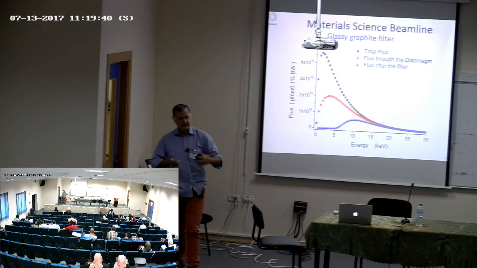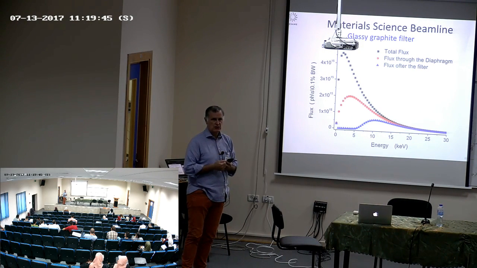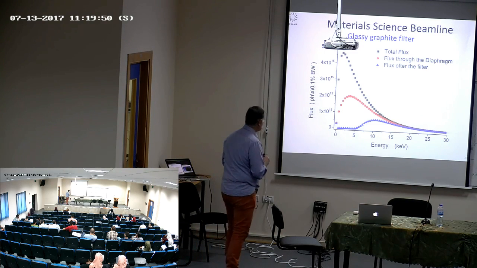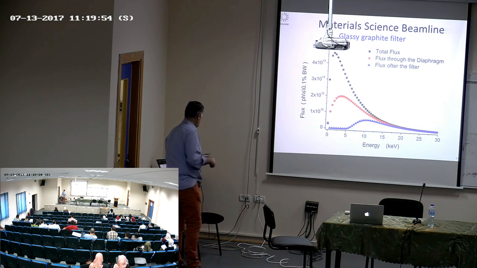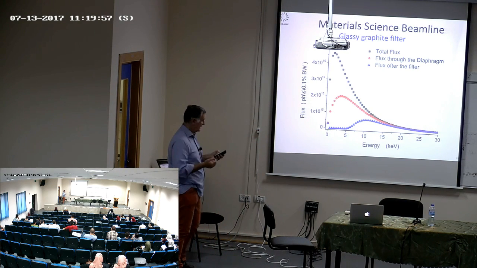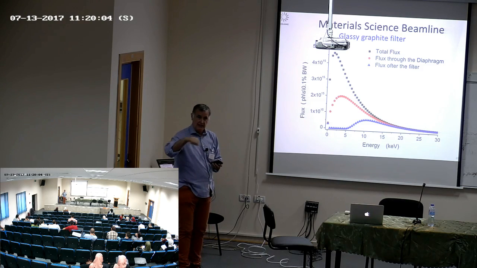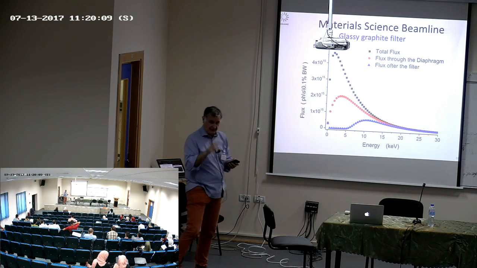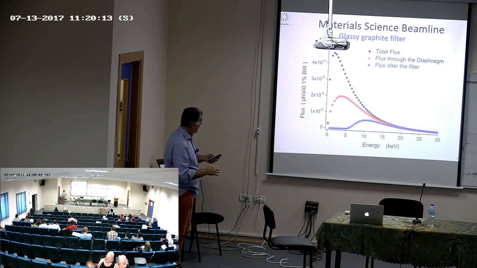We are still discussing the type of filter. One idea is to reuse the solution that was used at the Swiss Light Source, which was a rotating cylinder. I personally don't like this idea. The idea is to use a 1 millimeter thick graphite cylinder, which is rotating to distribute the heat. So you have 2 millimeters of graphite of attenuation.